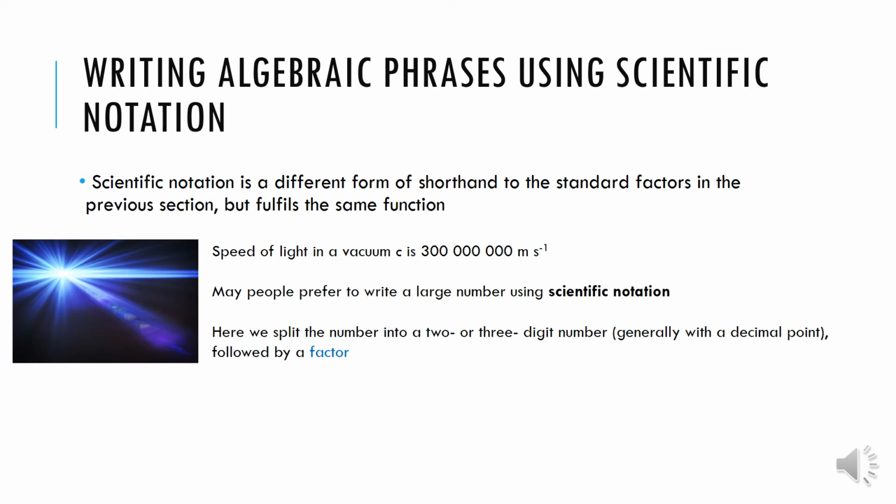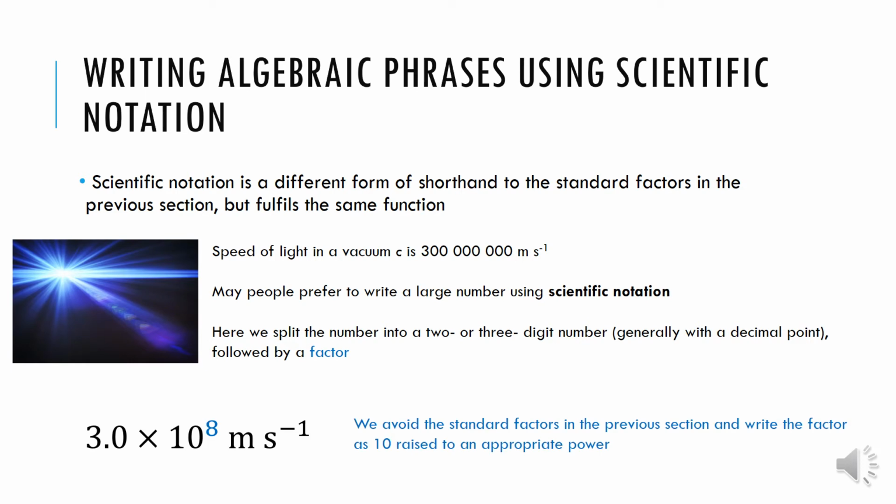How we do that is we split the number into a 2 or 3 digit number, generally with a decimal point, followed by a factor. So in this case, 300 million becomes 3.0 times 10 to the 8 meters per second. Using this form of notation, we avoid the use of those standard factors that we saw in the table a few slides ago, and we simply write the factor as 10 raised to an appropriate power.